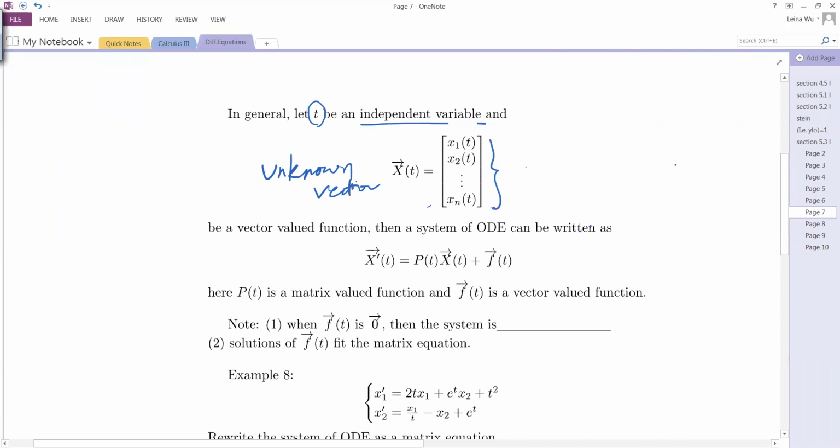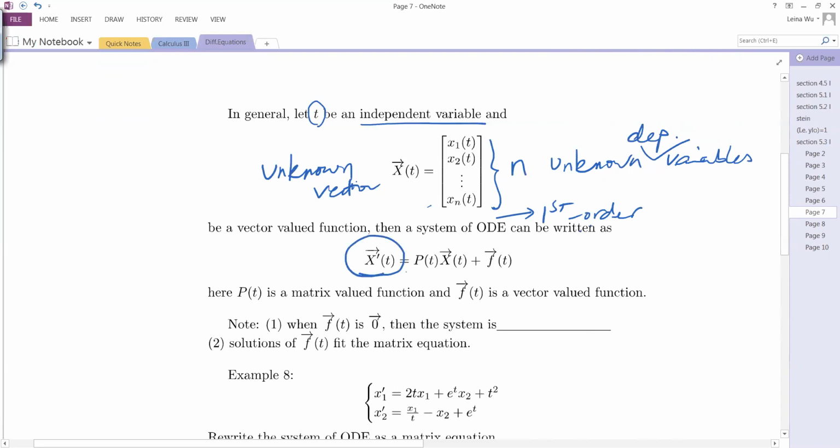How many unknowns exactly? And n unknown variables, right? There are dependent variables, okay, dependent variable. They all depend on variable t. Let's suppose this is a vector valued function. Then a system of ordinary differential equation, okay, this is first order, system of ODEs can be written as x prime equals to some coefficient times x and plus something else.